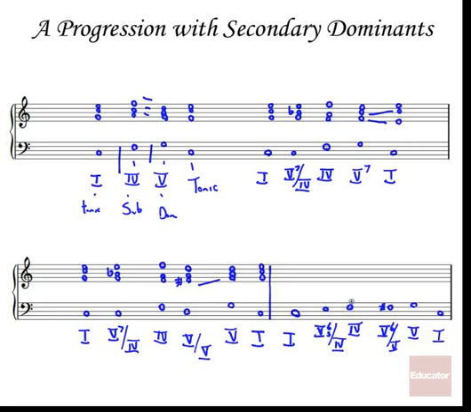This progression, especially where you have this F sharp that comes in between the IV and the V, is a very common thing to see. And if you're harmonizing bass lines and you see this motion, this is always going to be the V6 of V.